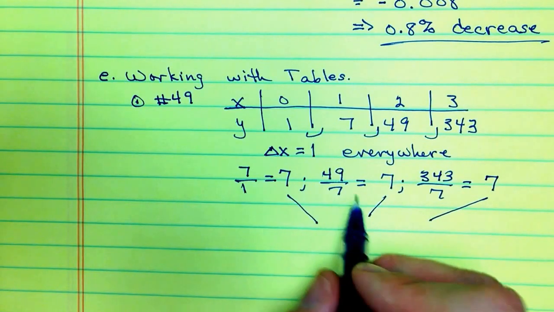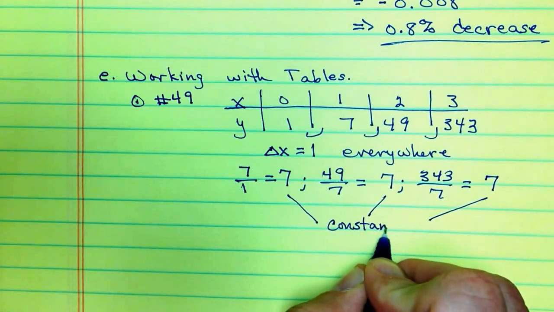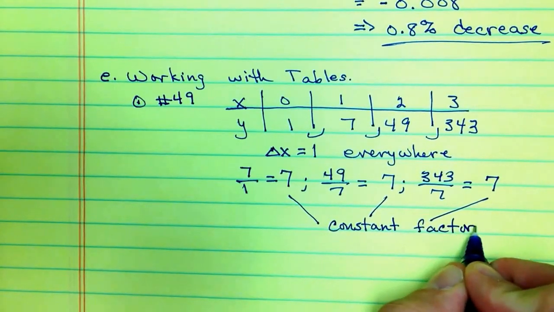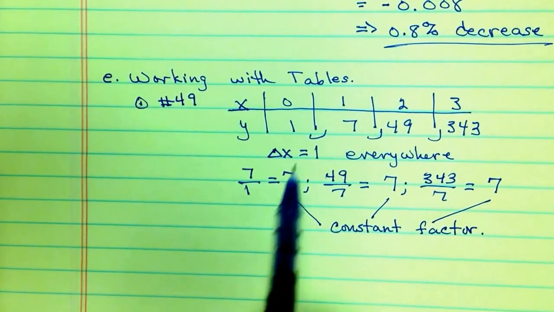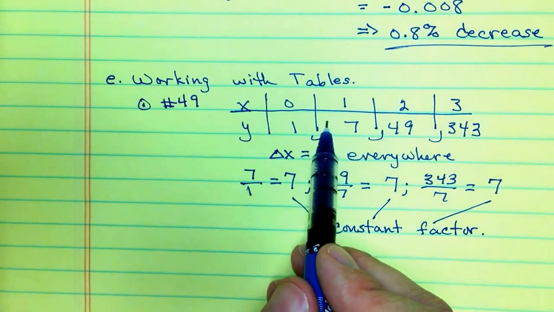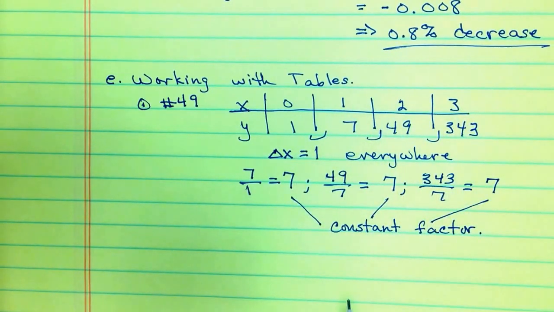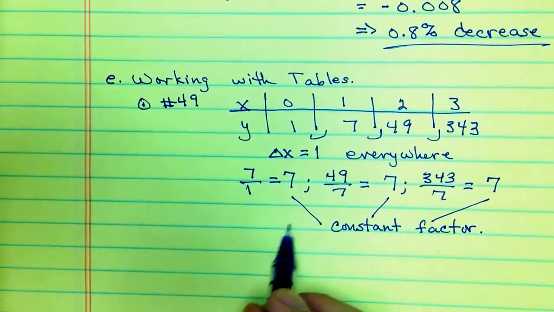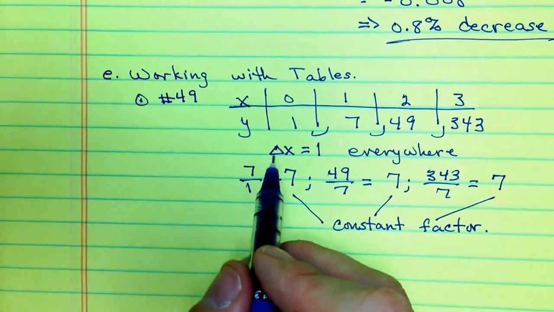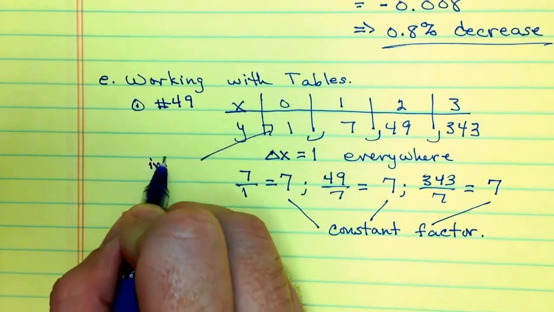So that means we have a constant factor here. If you remember when we were doing linear things, we wanted the difference to be the same. Well, here we want the quotient to be the same when the change in x is the same. So in this case, our factor is constant, and we know our initial value, right? That point there gives us our initial value.